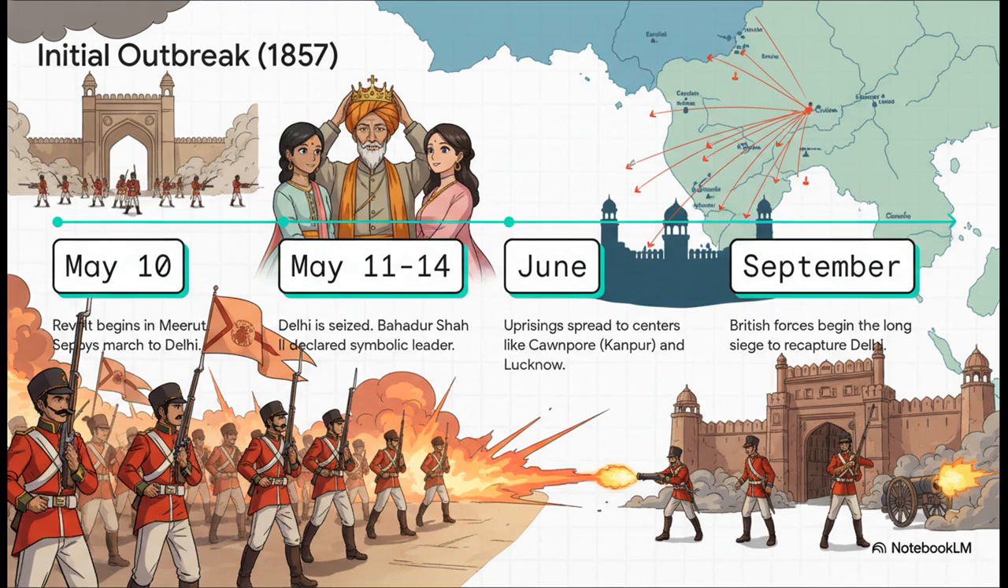The soldiers rebel in Meerut on May 10th, and then they do something brilliant. They march straight to Delhi. By capturing the old Mughal capital and getting the elderly Emperor Bahadur Shah II to be their symbolic leader, they instantly gave the uprising a sense of legitimacy. This wasn't just a mutiny anymore, it was a full-scale rebellion with a figurehead.